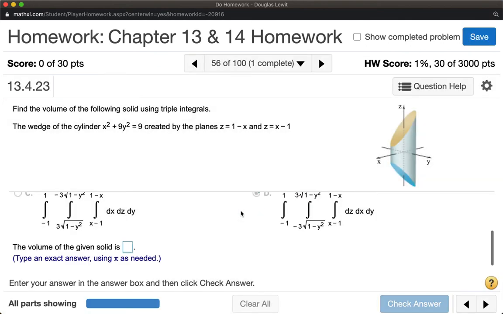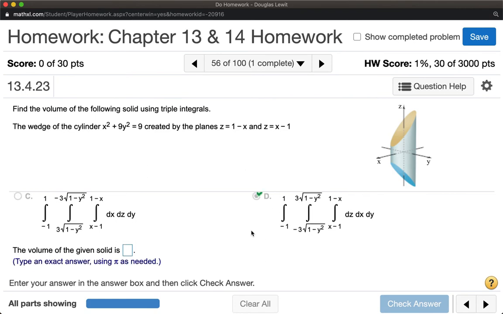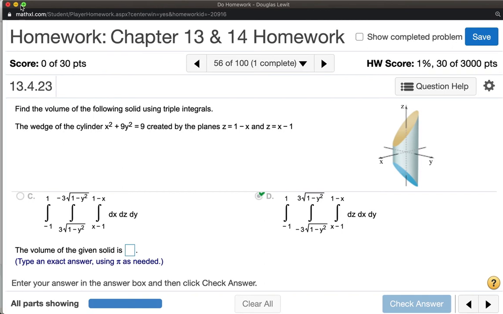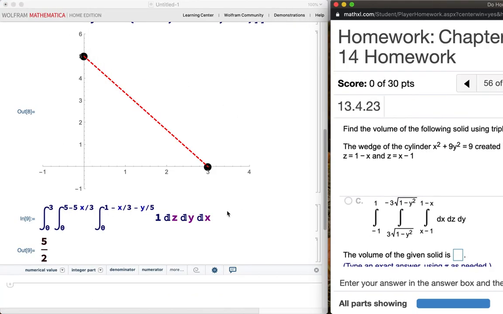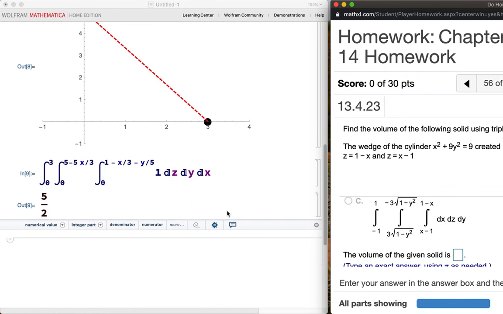The volume of the given solid is, so we simply have to figure out this integral. And again, guys, I have to emphasize this to you. Use Mathematica. I know when a lot of you took your Calculus 2 course, you probably spent hours and hours doing integrals by hand, and that's fine in a Calculus 2 course. This is not Calculus 2, this is Calculus 3.